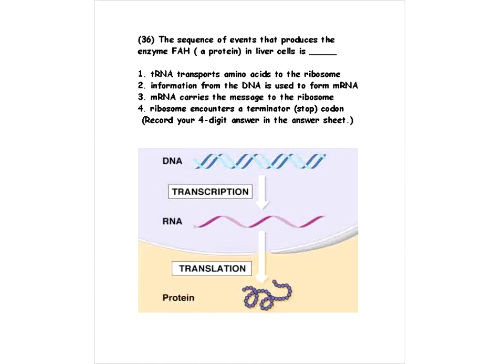We're actually fairly close to the end too. This next one has a whole bunch of stuff. I'm not going to read through all of it; I want to focus on the gist. It says the sequence of events that produces the enzyme, and enzymes are proteins, in a liver cell. So what sequence of events will produce a protein? We need to look at the whole process, starting with DNA to a protein, and figure out which steps come first.